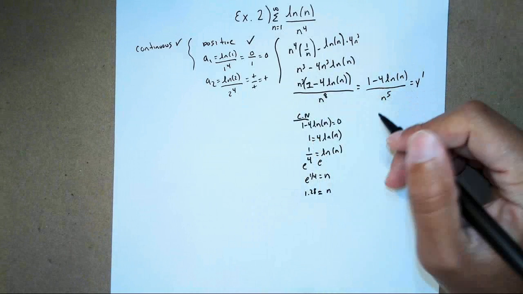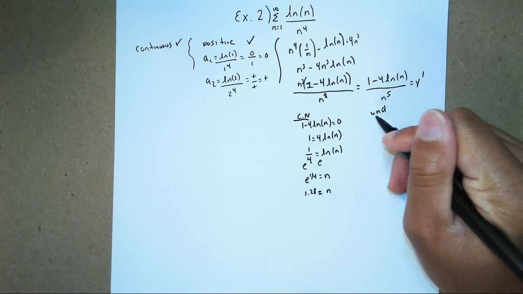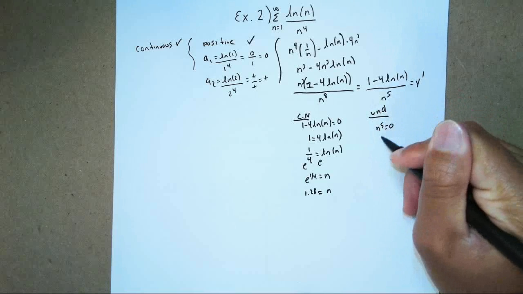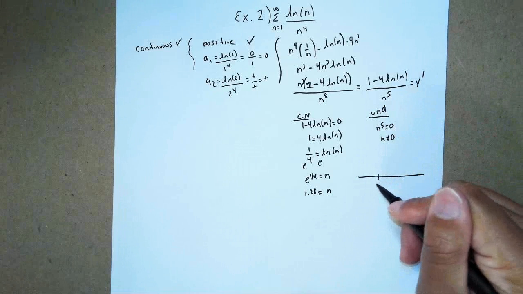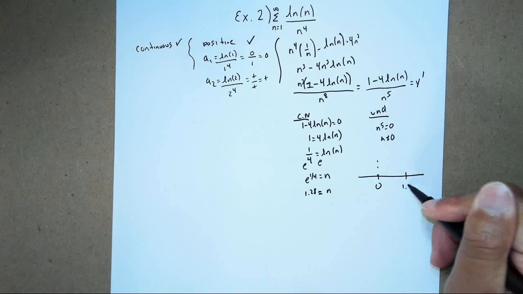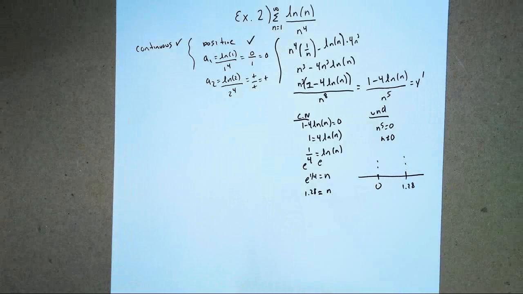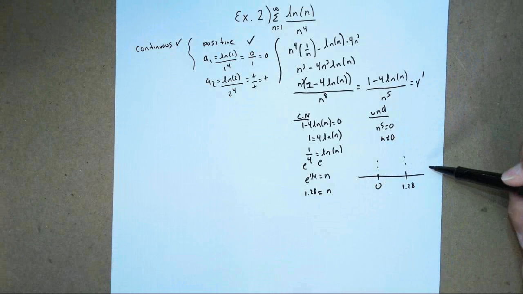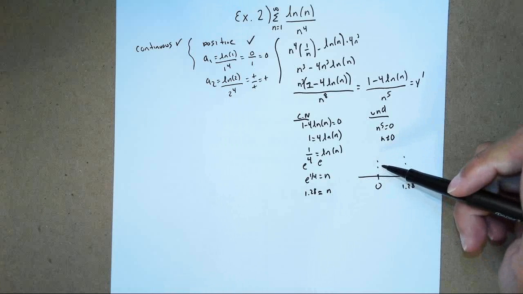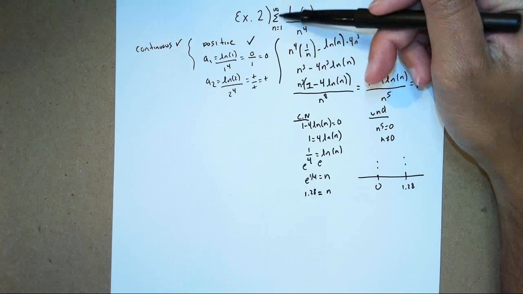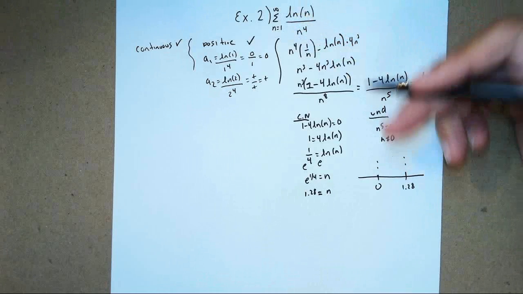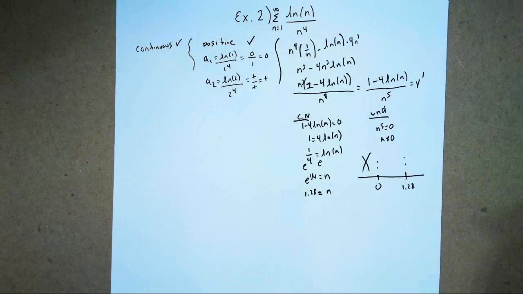Now I have to find my undefined point, setting the bottom equal to 0. n cannot equal 0. So that means that these are my two numbers on my number line: 0 and 1.28. I'm going to check boundary. So that means I have to check left of 0, middle, and right. Now the reason why I'm not going to check left of 0 is that if you check left of 0, that's not even in my bounds from 1 to infinity. So what's the point of even checking that? This is just a waste of time.